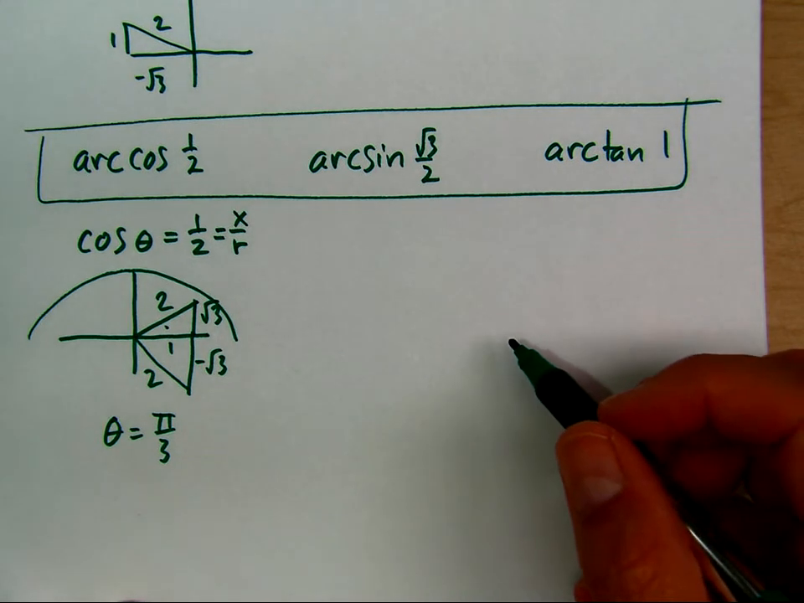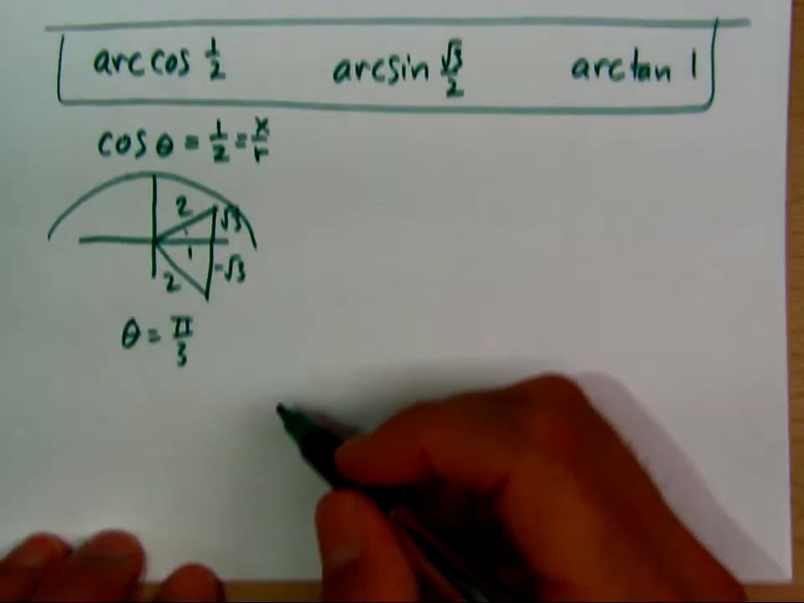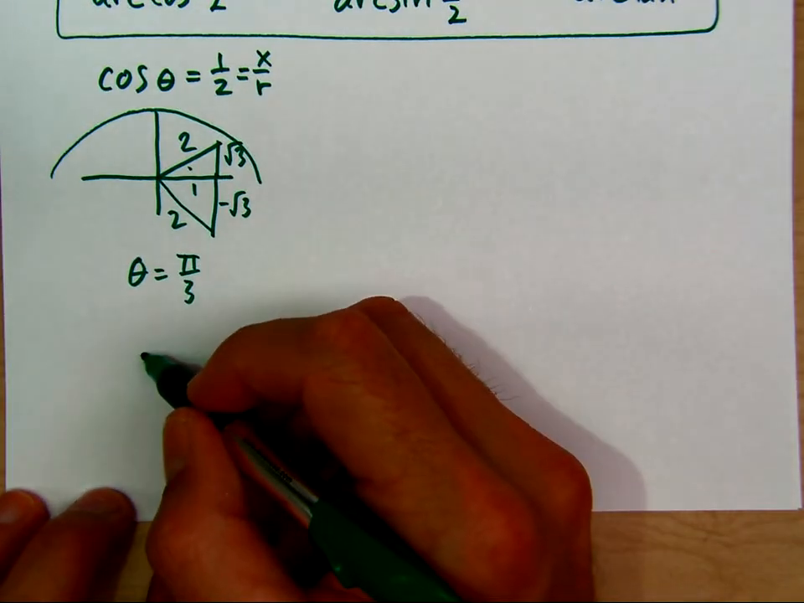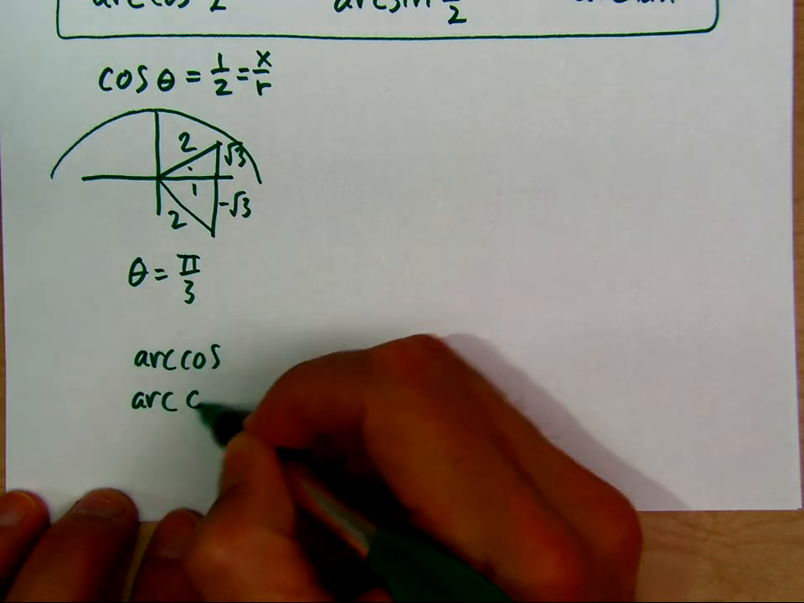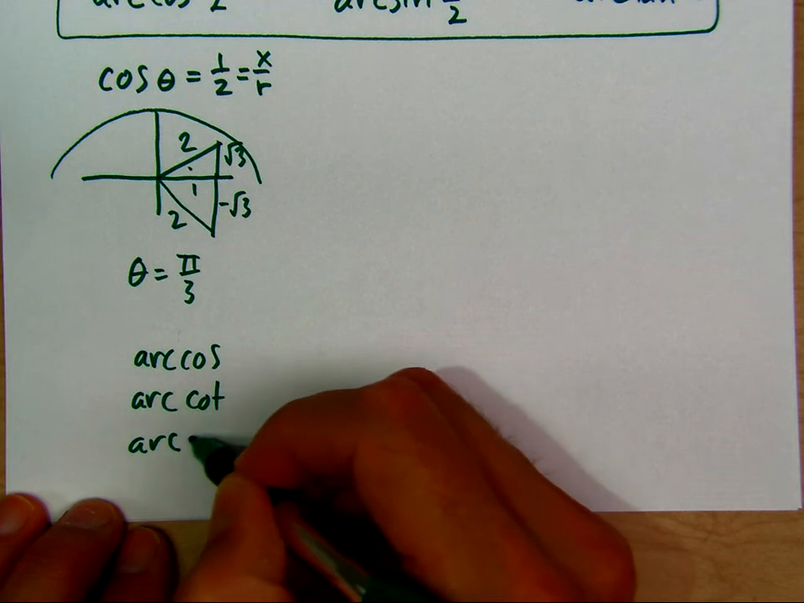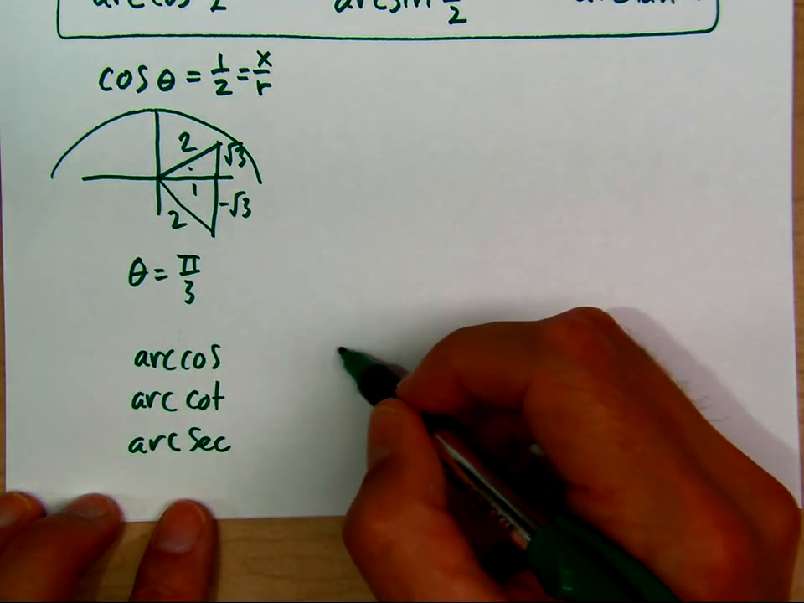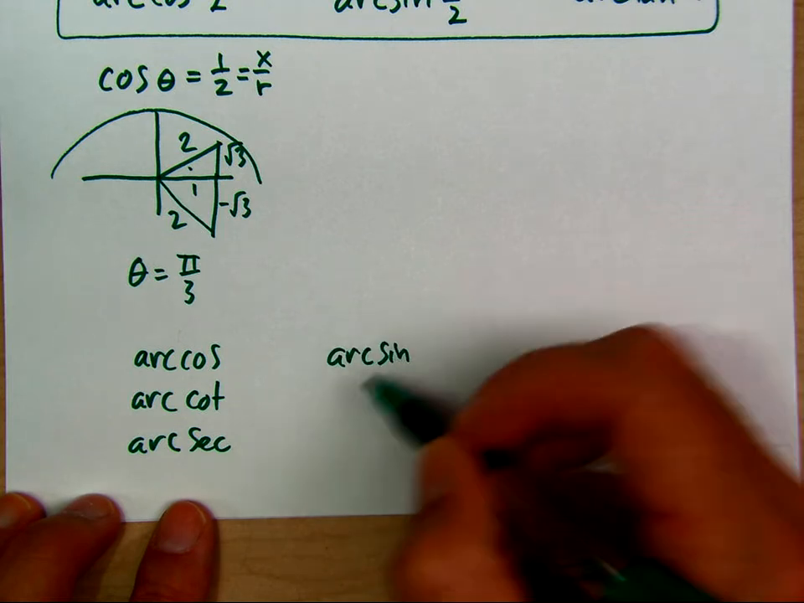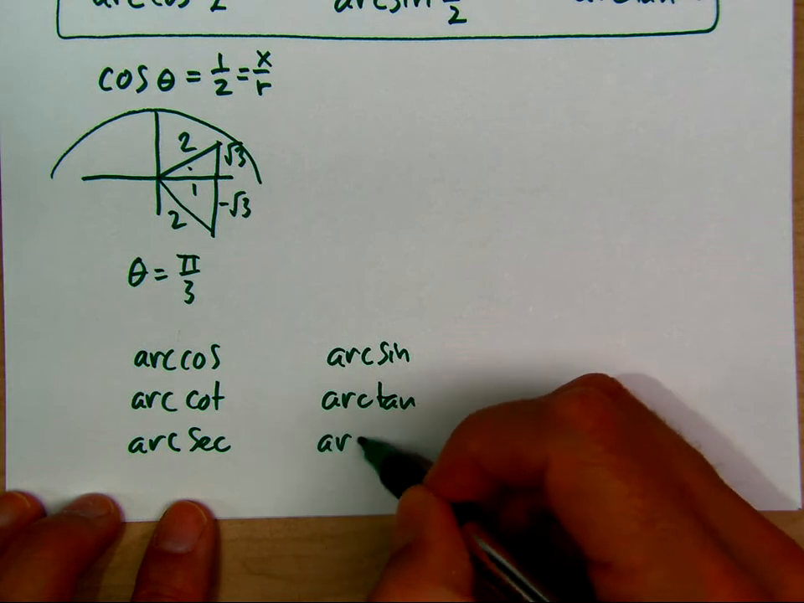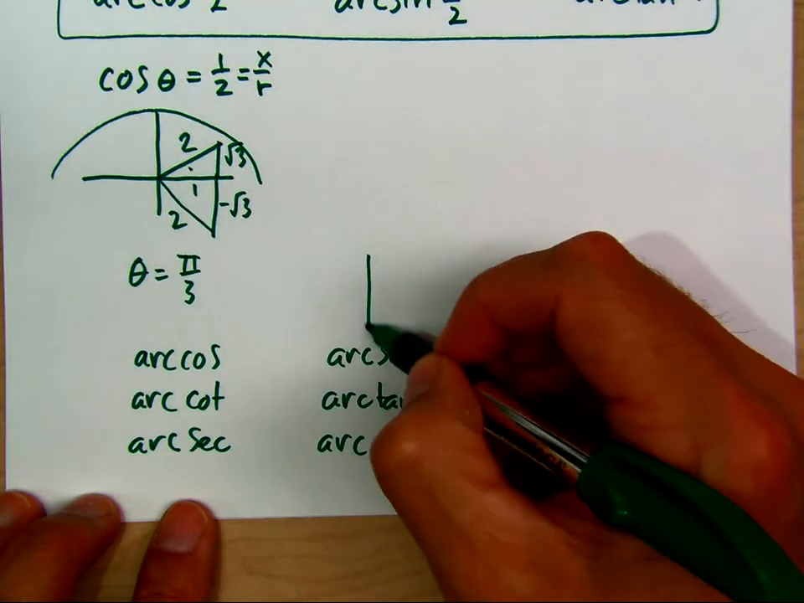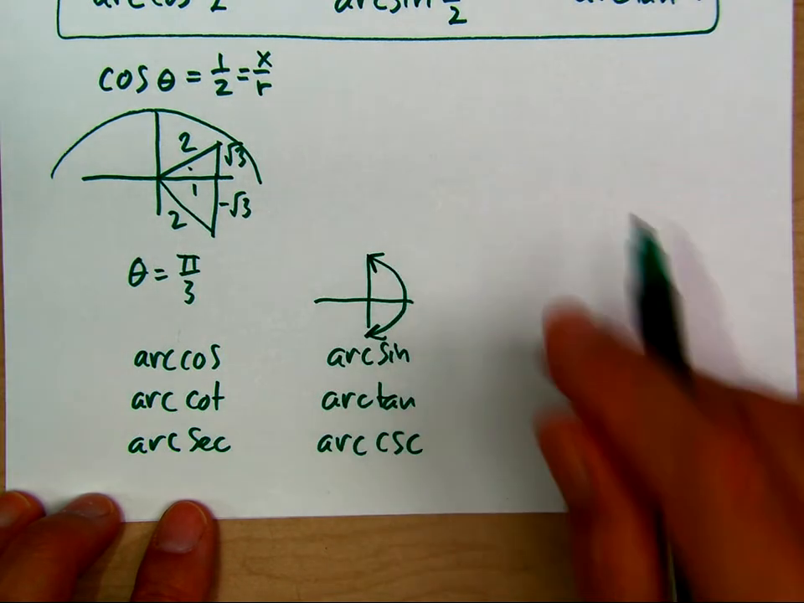All right, try the next two. Pause the video, and remember that arc cosine, arc cotangent, and arc secant all have this range. Then arc sine, and the other two, arc tangent and arc cosecant, all have this range from negative pi over 2 to pi over 2.